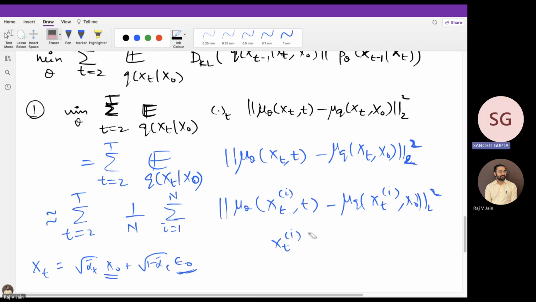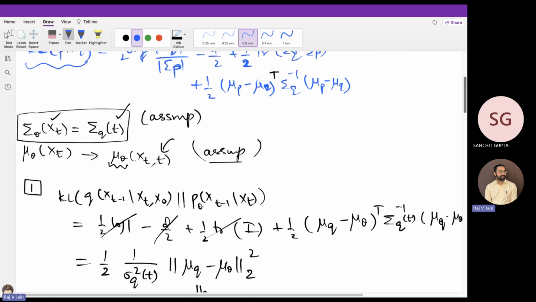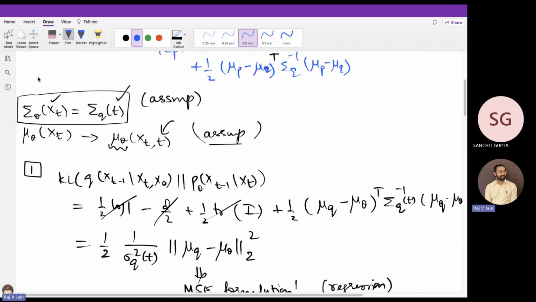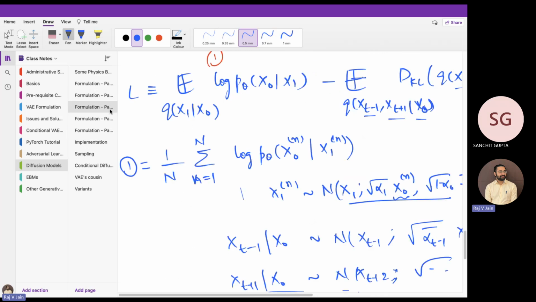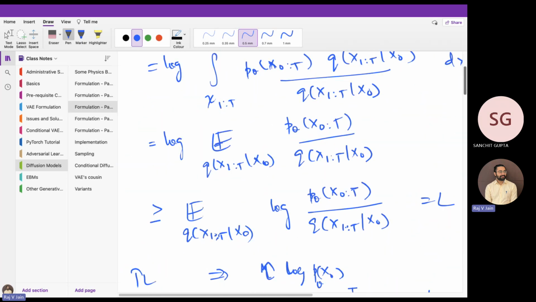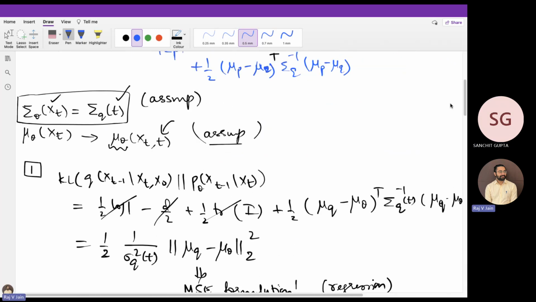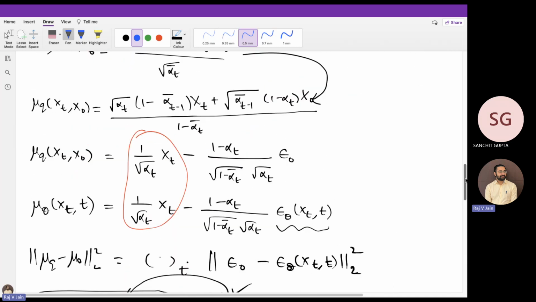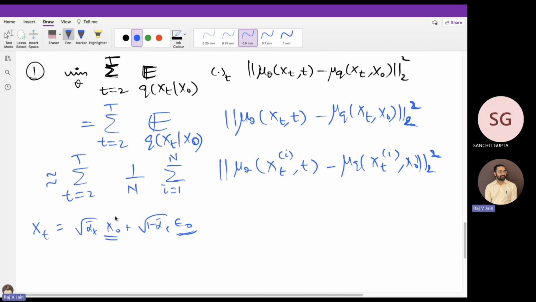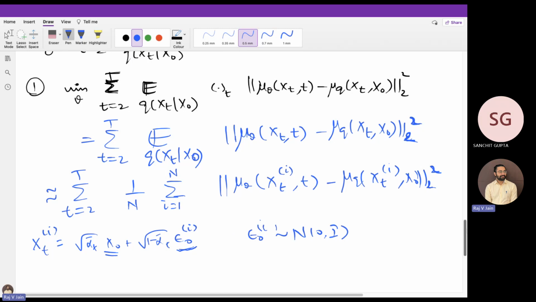So x naught here is one particular image, not the entire distribution of images. Correct, because all of this we have done till now is for one x naught. The way we started is the same as in VAEs: we first derived a point likelihood estimate for one value, and then completed everything by taking the expectation over all possible values. So this becomes xt i, and this becomes epsilon naught i. Epsilon naught i is sampled from a Gaussian distribution. Simple and straightforward.